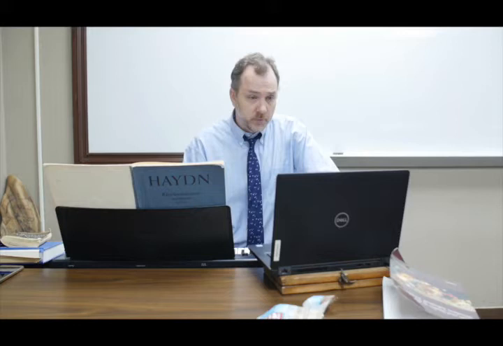So the string quartet follows the same exact plan as the symphony. You'd have a fast movement, an allegro, sonata allegro form at the beginning. Then you would usually have a slow movement in an aria form, followed by a dance, and then a fast movement.